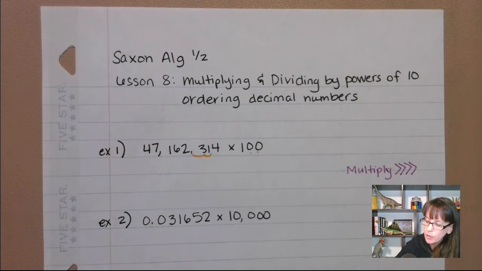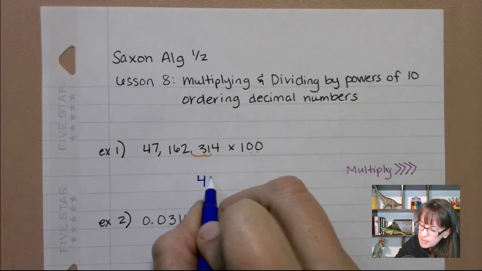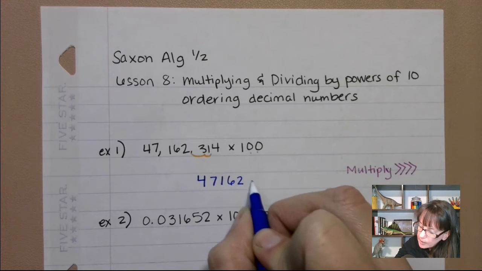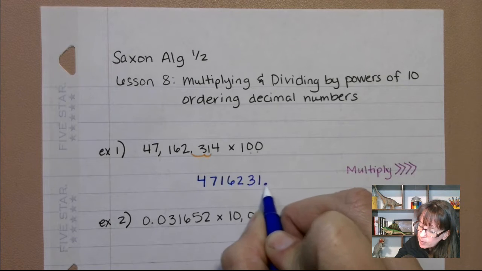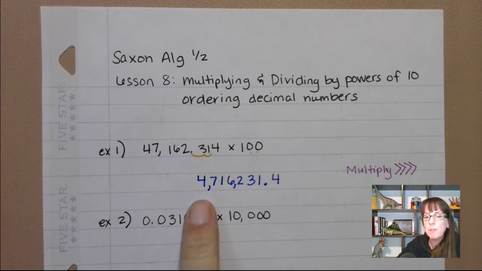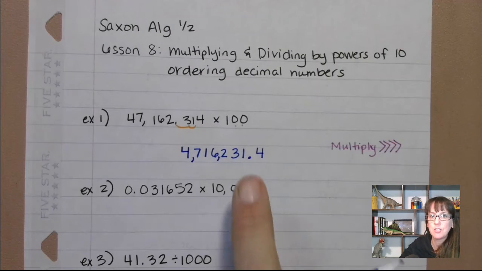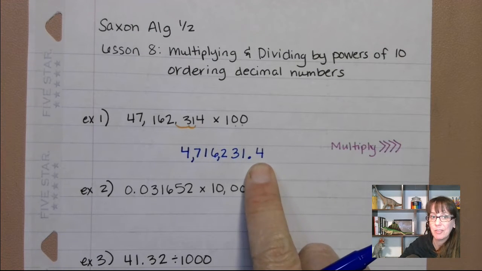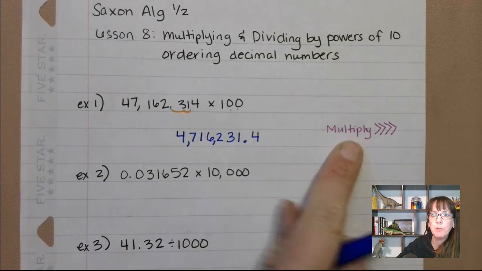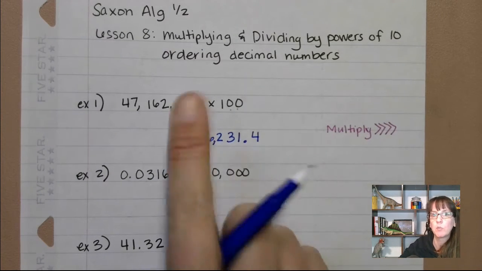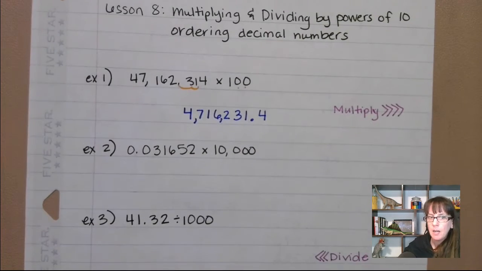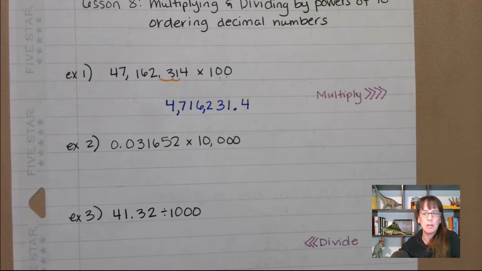So now our new number is 47162331.4. Let's throw some commas in there: 4,716,231.4, because all we had to do was move our decimal 2 spots. Remember, when you're multiplying by a power of 10, you want to move your decimal to the right. We will be talking about division coming up.